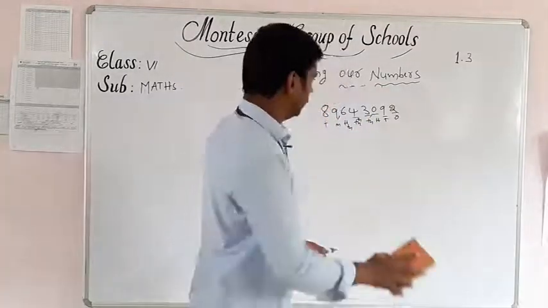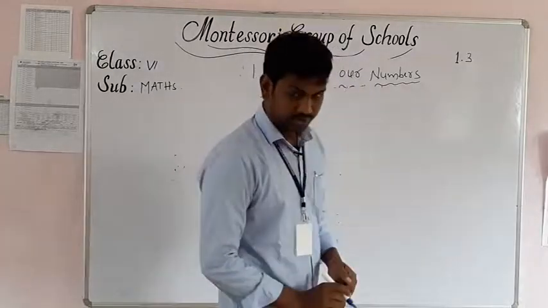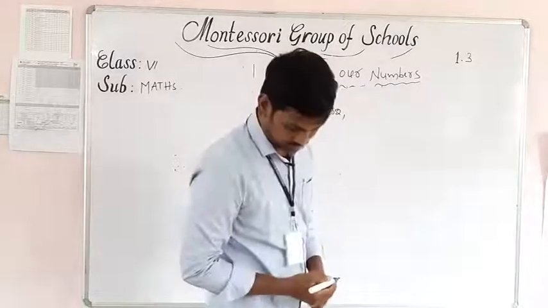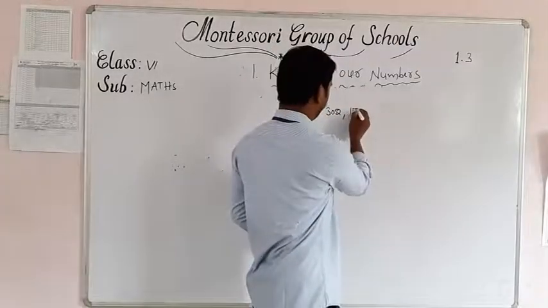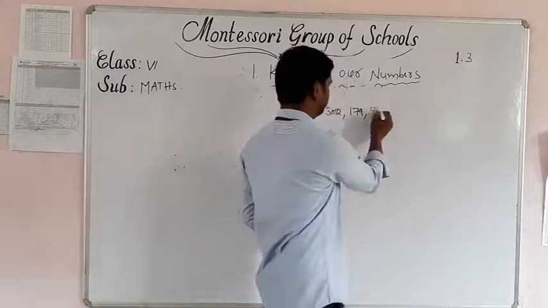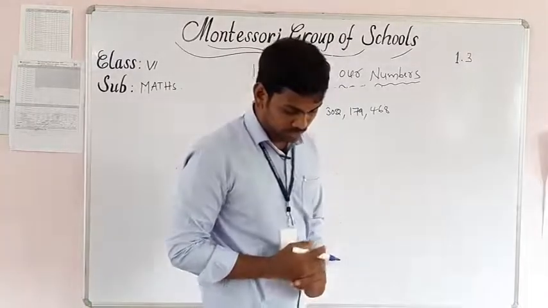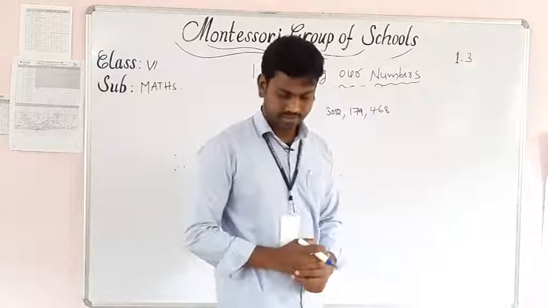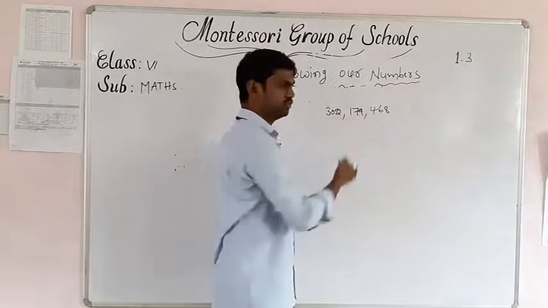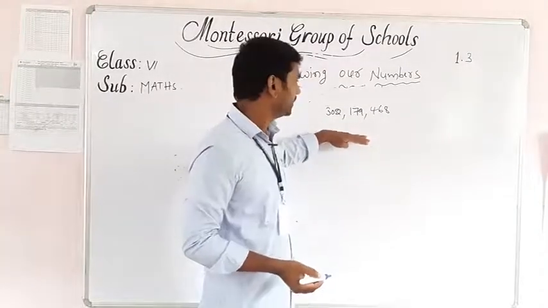Next, one more problem. 302, 179, 468. Read the given number carefully and answer the following. Here commas are given, so look at the commas to identify that this is an international number.